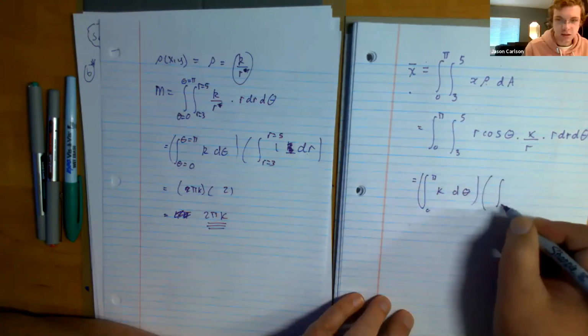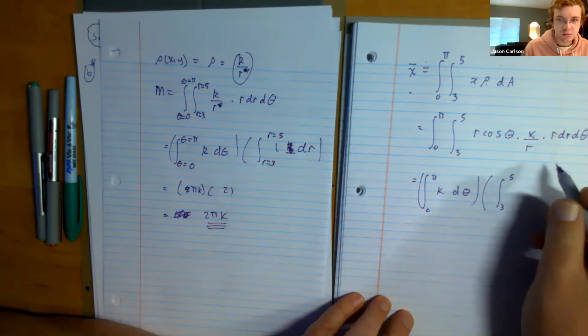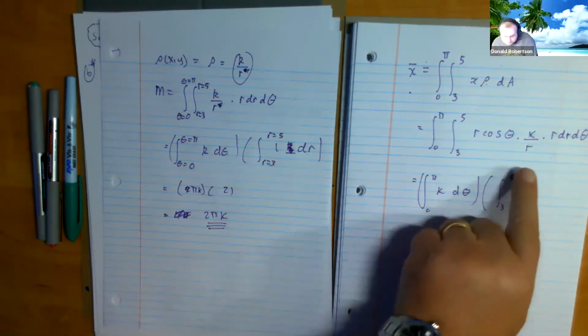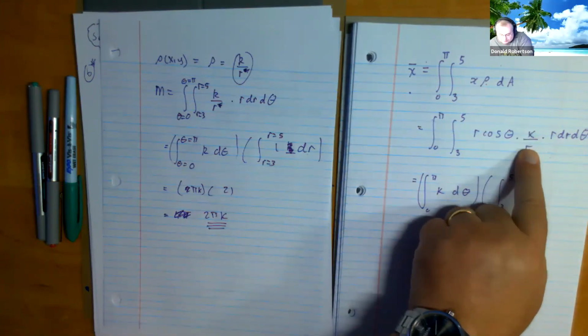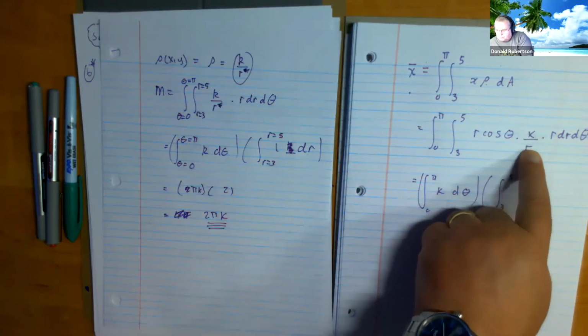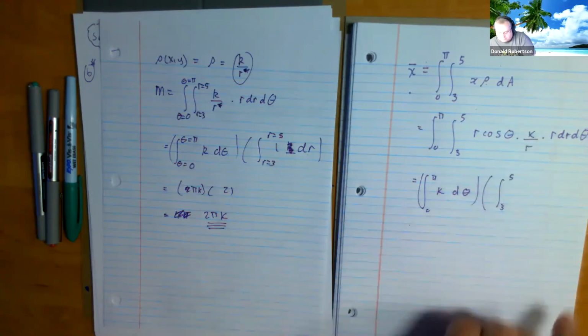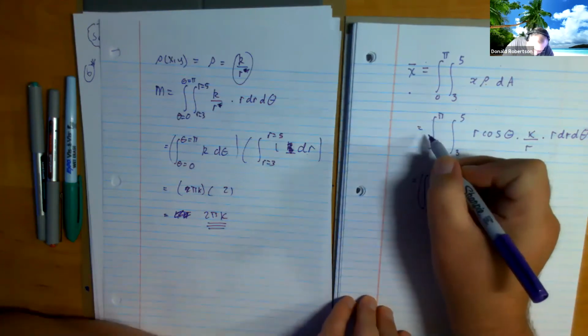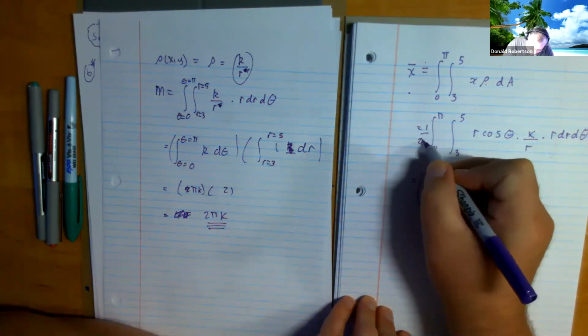And don't you also need the 1 over the mass? I hope I did it when I did the k over r. So that's the thing, k over r. Oh, the 1 over mass. I know what you're talking about. Yes.